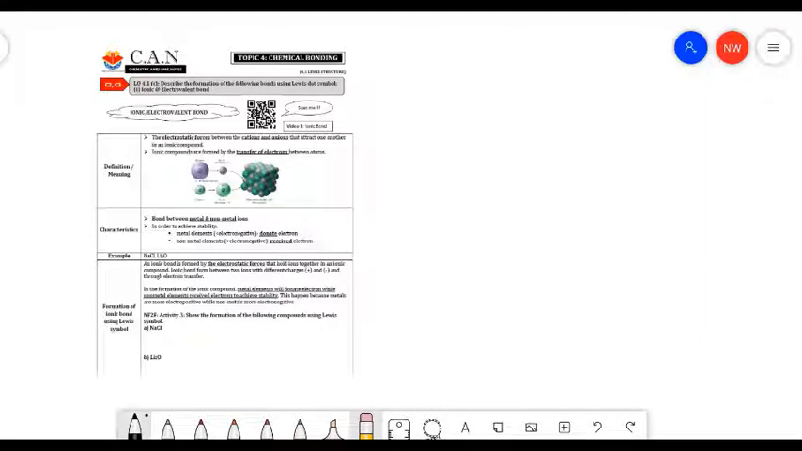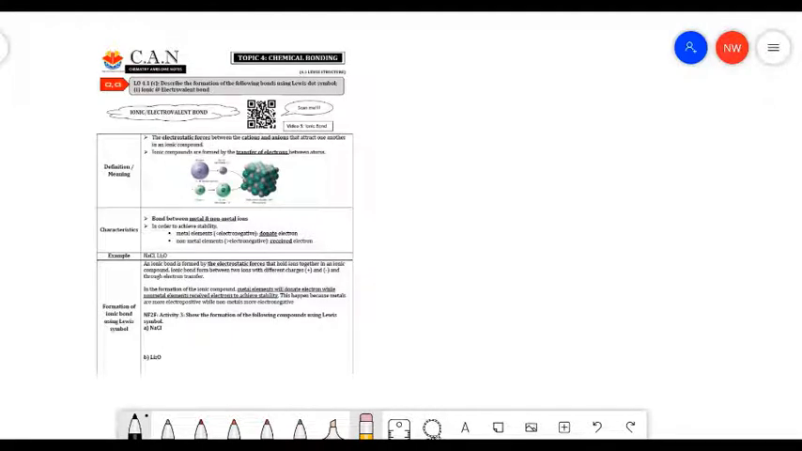Ionic bond selalunya di antara metal and also non-metal atom. So, kita tahu kalau metal, untuk capai stability, metal kena donate electrons. Jadi, non-metal pula akan accept electrons ataupun receive electrons untuk capai octet configuration. Okay, so apakah definition bagi ionic bond? Ionic bond is the electrostatic forces between the cations and anions that attract one another in an ionic compound. Jadi, dia adalah forces ataupun daya tarikan di antara ion yang bercharge positif dan juga ion yang bercharge negatif.